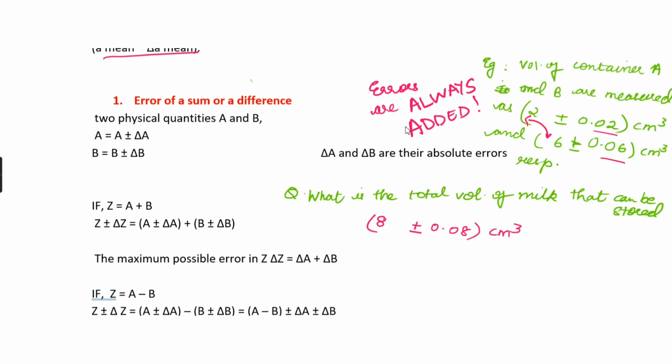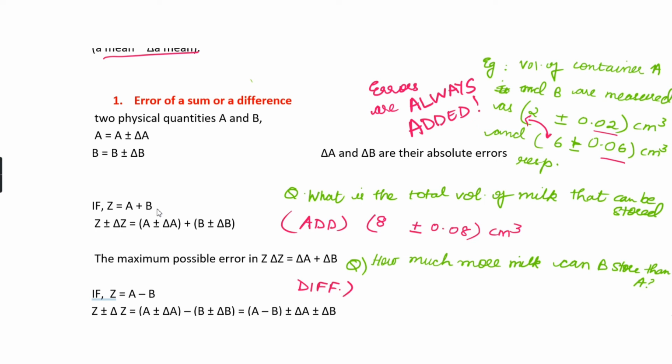Now I give you the next question. How much more milk can be stored in B than A? Okay, now what should you do? It's nothing but the difference of the volumes. So it is 6 minus 2, 4. Now what should you do? Should you add the errors or subtract the errors? Will it be 4 plus or minus 0.04 centimeter cube because it is difference?